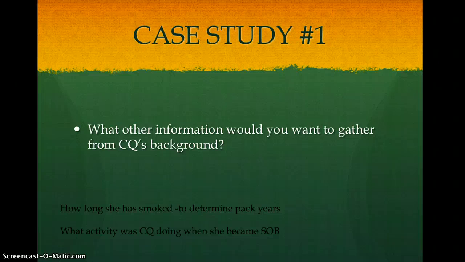One thing I would ask is how long she has smoked, to determine the actual pack years. Remember, if let's say she smoked a pack a day for 5 years, that would be 5 pack years. Two packs a day for 5 years would be 10 pack years. And also I want to know what activity she was doing when she became short of breath.